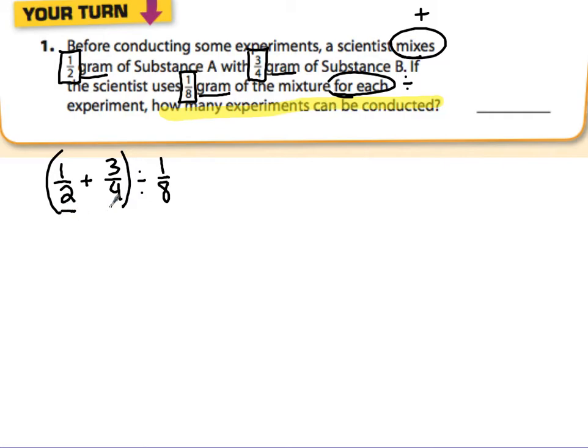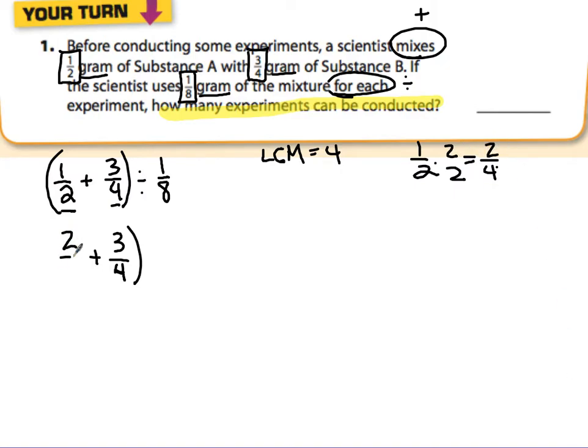So since we're adding, these two denominators have to be the same. I know the LCM of 2 and 4 is 4, so 3/4 can stay the same, so that doesn't change. But 1/2 has to change to something with 4. I know I multiplied by 2 at the bottom, so I have to do the same thing at the top, and I get 2/4. So I have 2/4 plus 3/4, and I'm dividing all of that by 1/8.